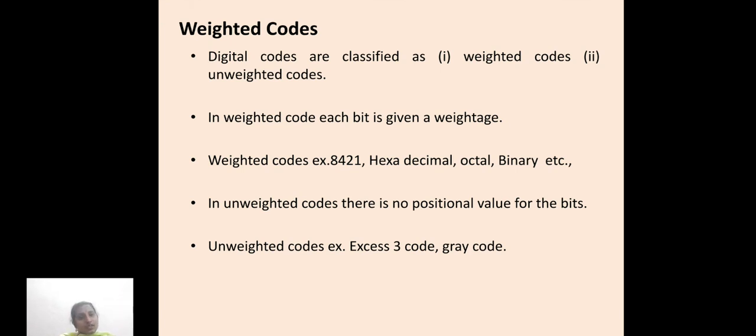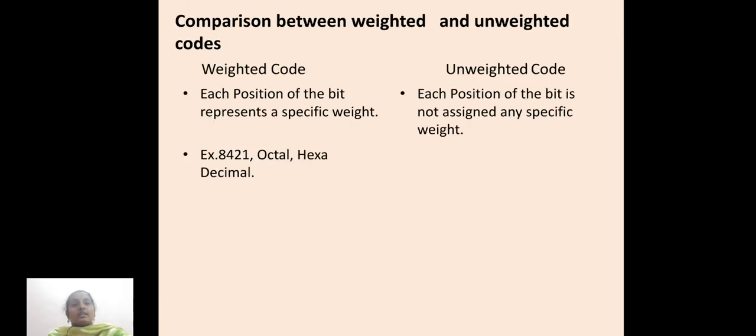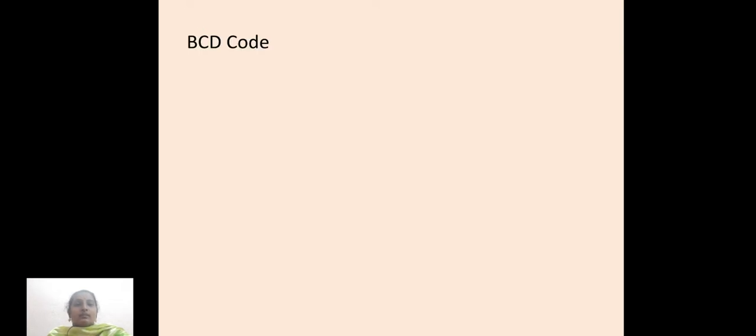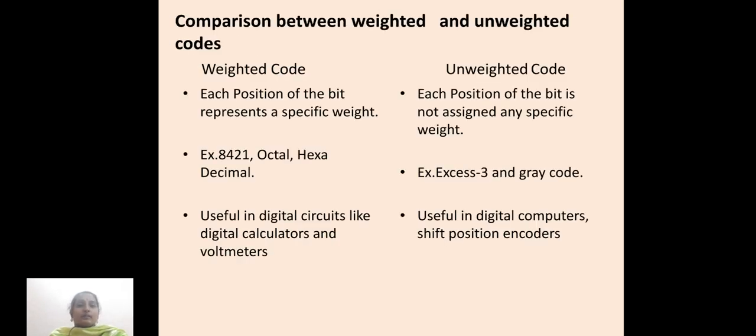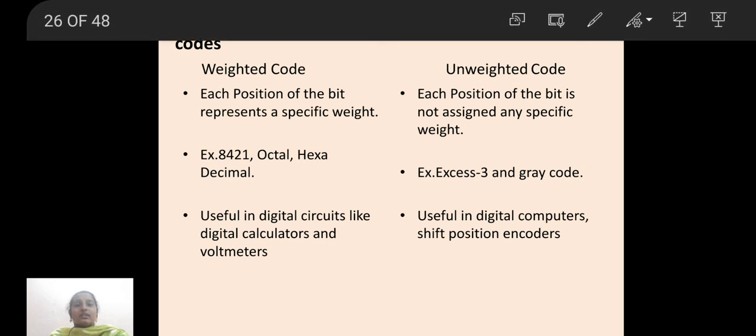So the weighted codes we already learned are the decimal number system, binary number system, hexadecimal number system, and also 8421 code. Some more codes are also there: 2421, 5211, etc. But the unweighted codes are unknown to us: XS3 code as well as gray code. Of course, these two codes are also used in our systems, microprocessors, microcontrollers. Already we learned about weighted codes. See the difference.